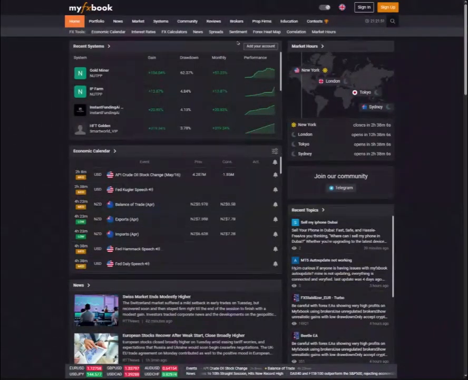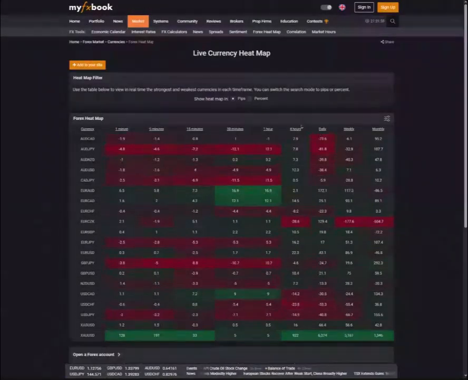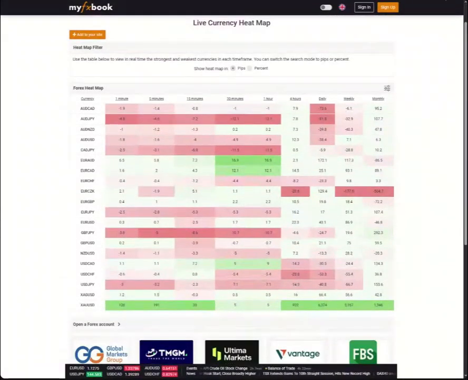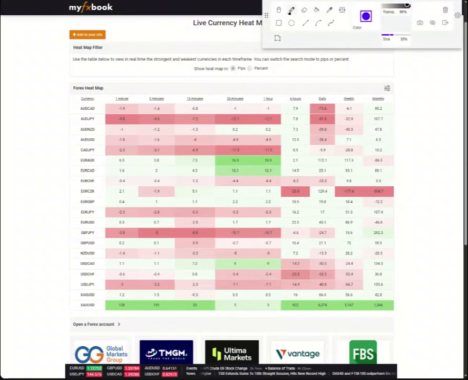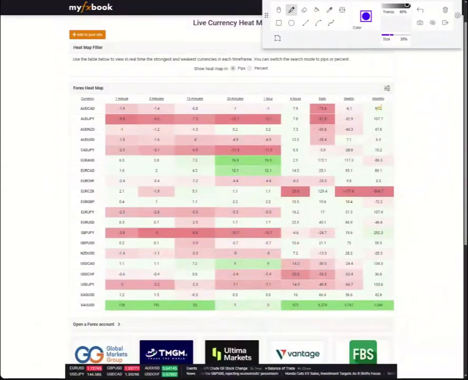So the only advantage with the my FX book heat map is that it shows all time frames at once. For example, you can see the volatility of 1 minute, 5 minutes, 15 minutes, 30 minutes, 1 hour, 4 hours, daily, weekly and monthly at the same time. You don't have to shift. You can select whether you want to see the volatility in pips or in percent. So in case CPI happens, you will clearly see which pair has been affected most, or which pair has not moved at all, and so on.